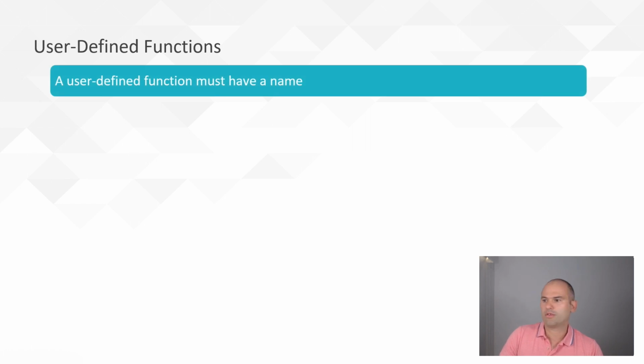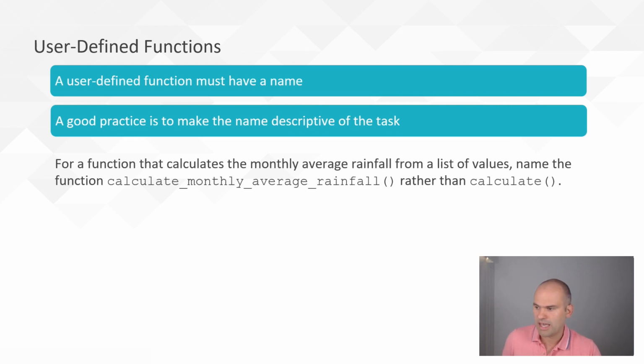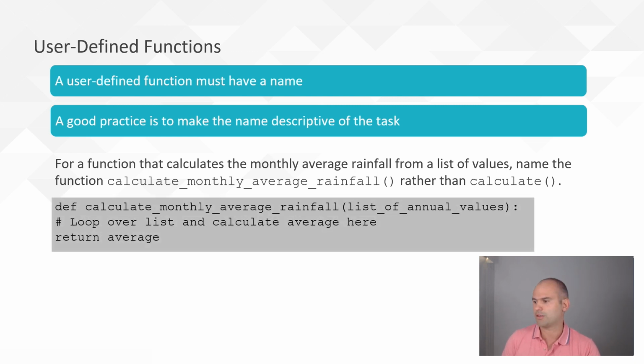So, just to recap, a user-defined function must have a name. It is best practice to have that name very descriptive of the task. Here's one more example. For a function that calculates monthly average rainfall from a list of values, you can call that function calculate monthly average rainfall rather than calculate.